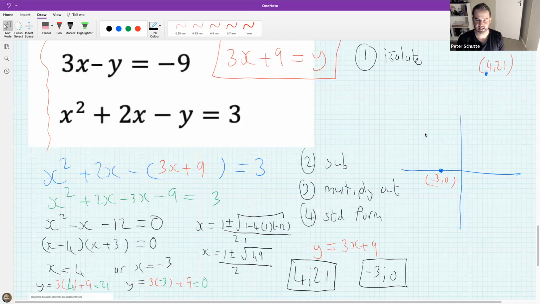And then in the next lesson, we're going to look at finding intersection points where it's not a straight line and a parabola. What happens if you've got a hyperbola and a straight line? What happens in those situations where you want to find intersection points, and how does this method get adapted for that? And also some interpretation questions.